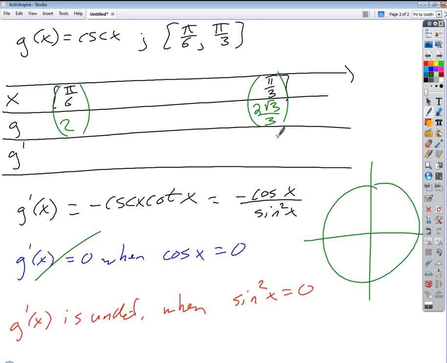2 is bigger. So what's that? That's our absolute maximum, right? That's our absolute minimum. Okay? Absolutely. There you go. Okay?